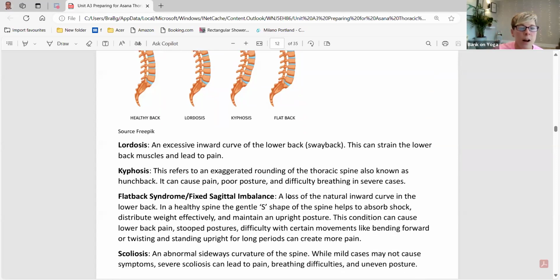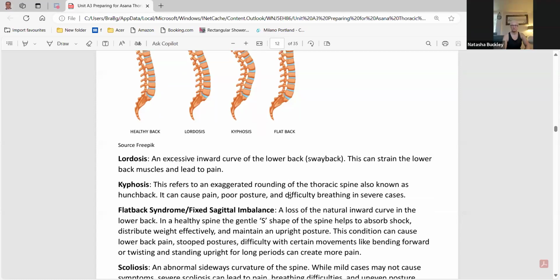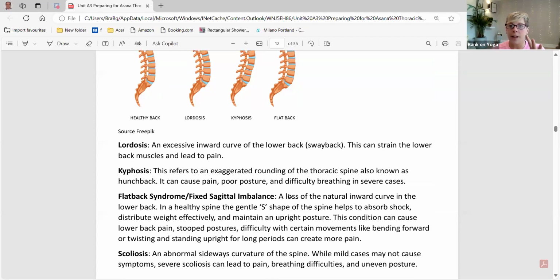And interestingly, I think it was a midwife that we had on one of our back workshops said that the flat back syndrome is exacerbated by pregnancy. So again, carrying that weight and then the spine adjusting means that adjustment will limit the range of movement to a certain degree.